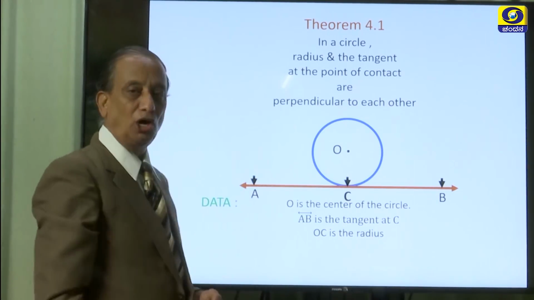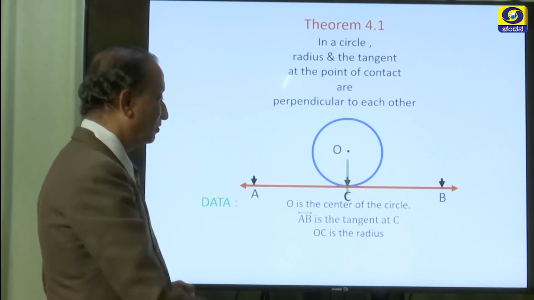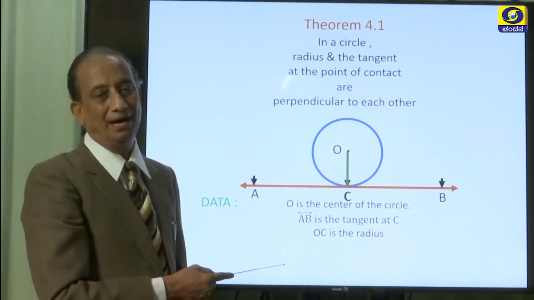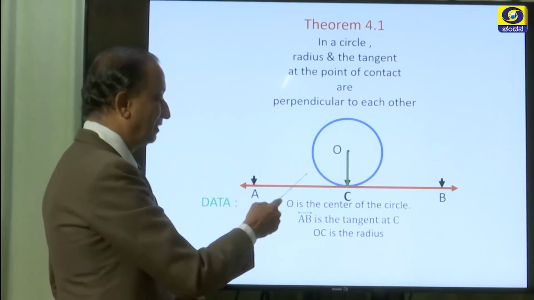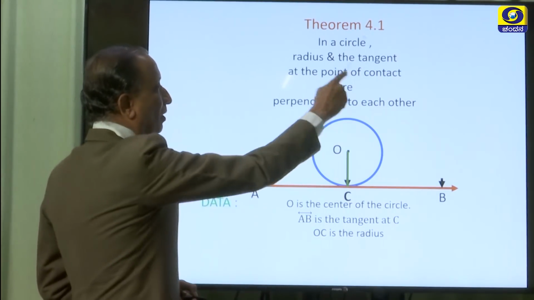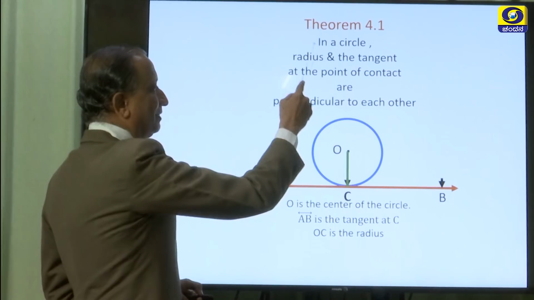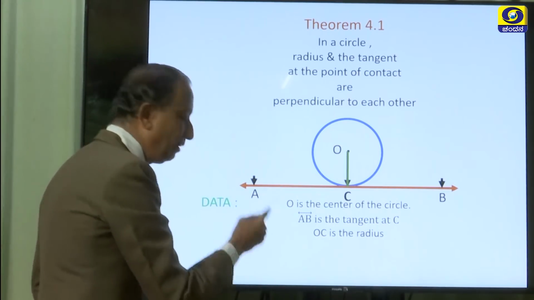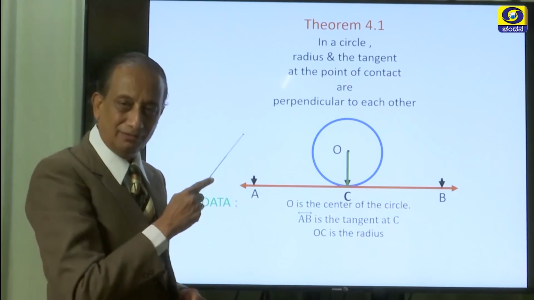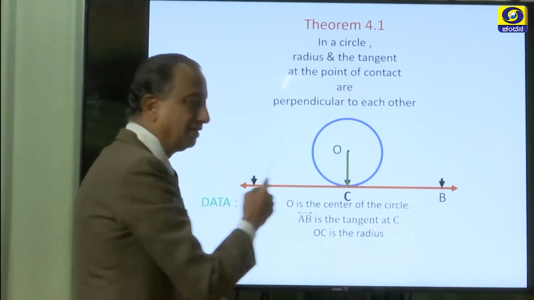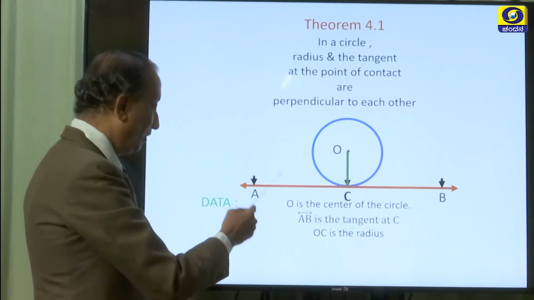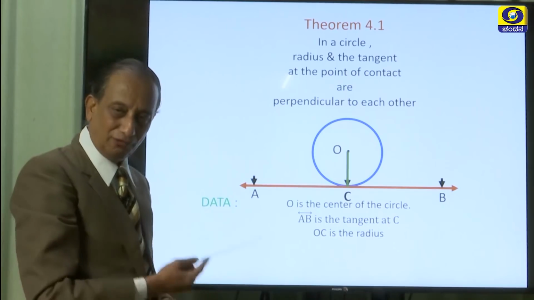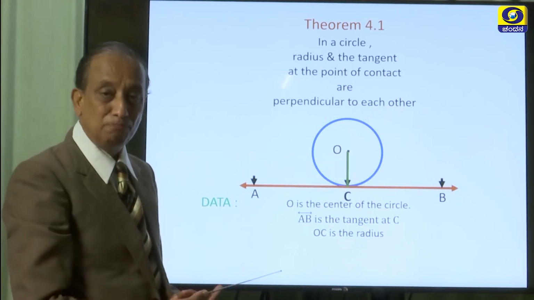And now join O and C. So OC will become the radius. Okay. This is the data portion. So by reading the theorem, the general enunciation, we should be able to write down whatever is given as per this figure only. So having written the data, now we have to find out what is to be proved, what is to be established.